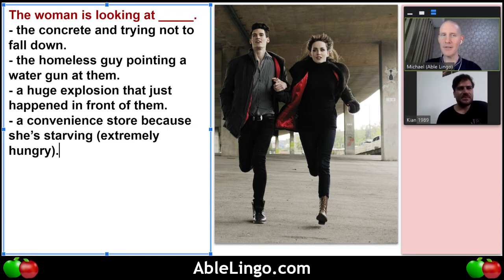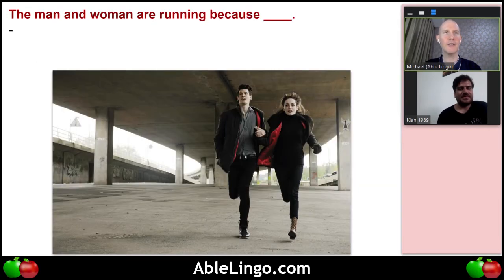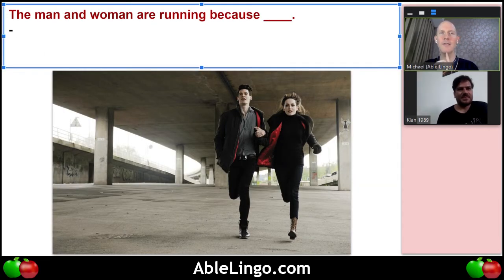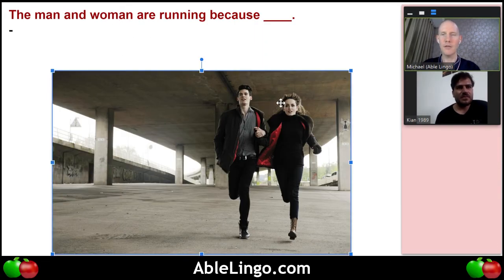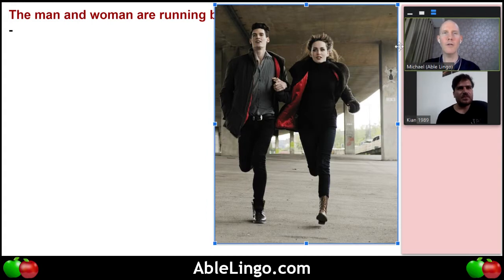All right, let's move to the next one. A little bit longer sentence. We kind of touched on it, and let me get the picture back. What do you think? Man and woman are running because?